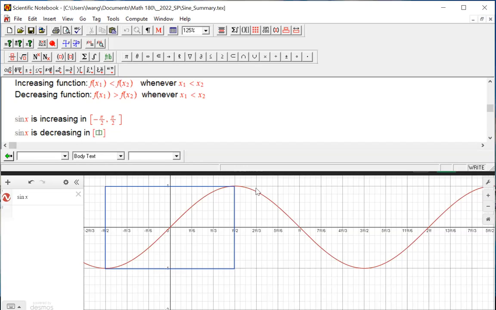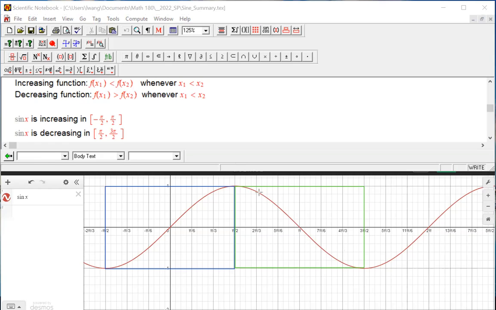So sine x is decreasing from pi over 2 to 3 pi over 2. There. Okay, so the next one would be where it's decreasing, will be this piece. It's decreasing. Okay, so in this box, the sine curve is decreasing.